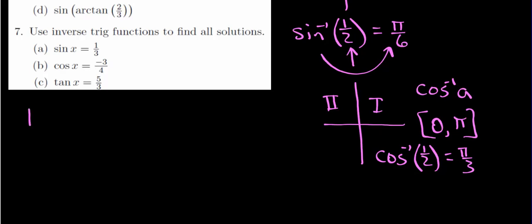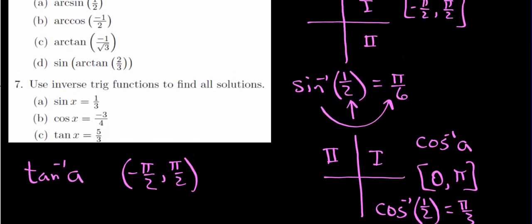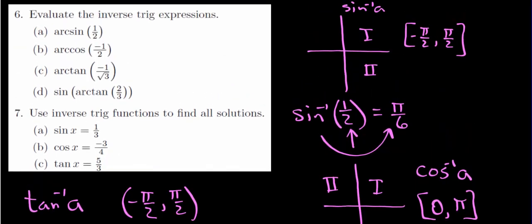Now, as far as tangent goes, inverse tangent, well, it's a lot like sine. You're going to go between negative pi over 2 and pi over 2, but not inclusive. You won't include those endpoints. So if you look at this first one, arc sine of 1/2, well, we already said that is pi over 6. Arc cosine of negative 1/2, well, that's in quadrant 2, and that is going to be 2 pi over 3.